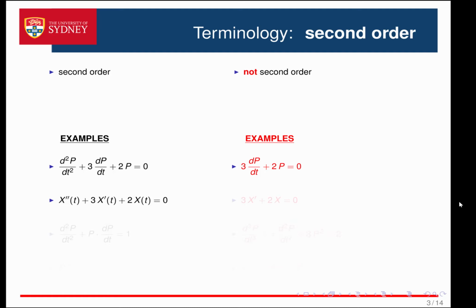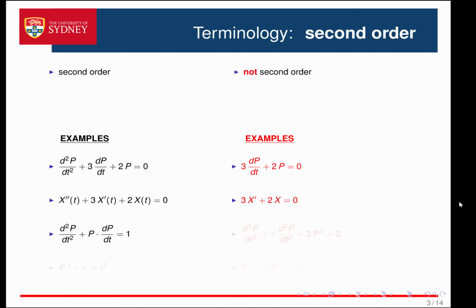This DE is second order because the highest derivative is given by x double dashed, or x double prime, which is a second derivative. Whereas this DE is not second order because the highest derivative x dash is a first derivative.